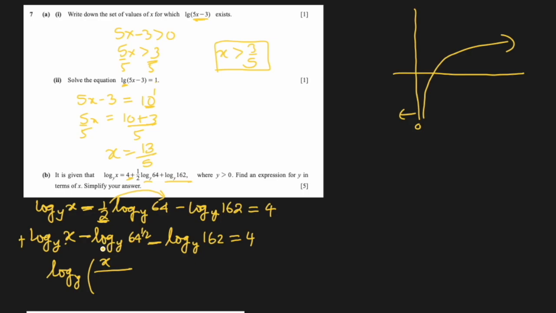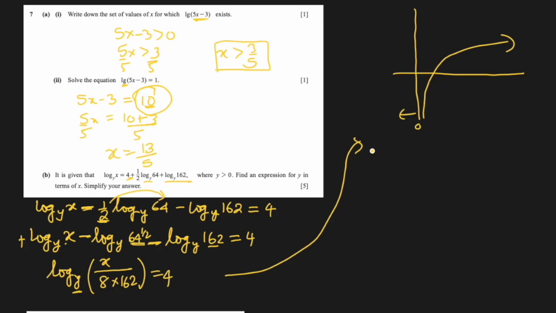This is the denominator, 64 to the power half, which is 8. This is 162, which is also a denominator because it is negative, equal to 4. And now we will use the same fact we used here. Whenever we remove log, the right side becomes a power of 10. But here the base is given as y.